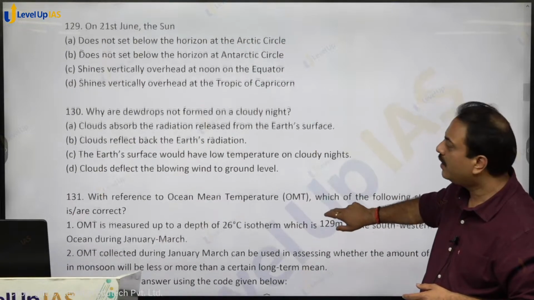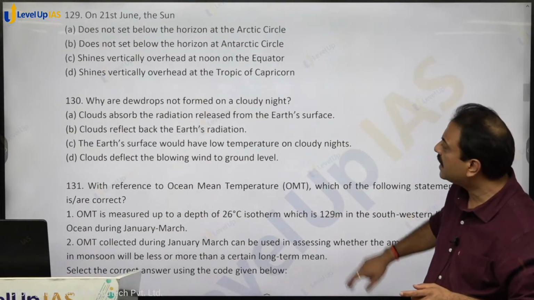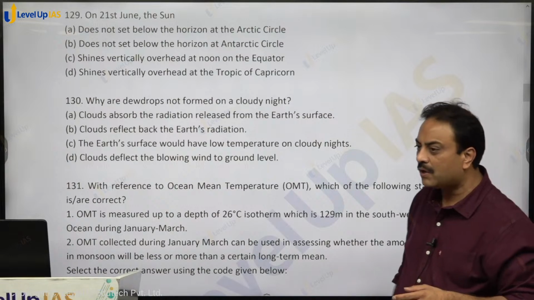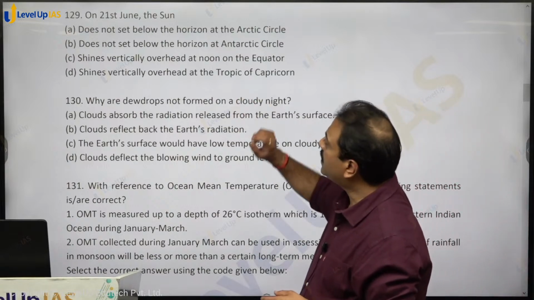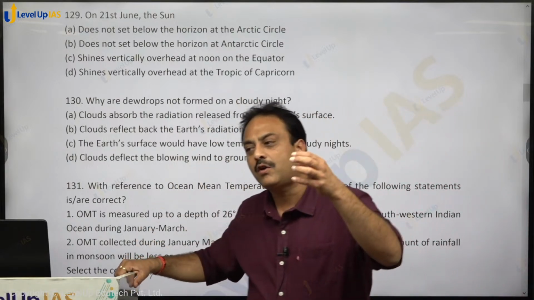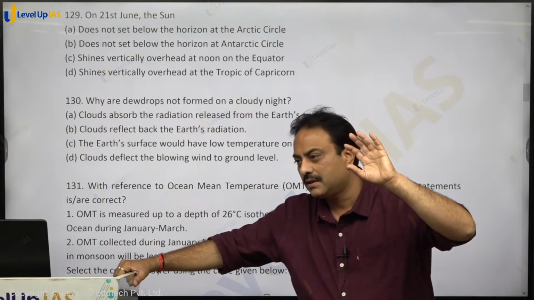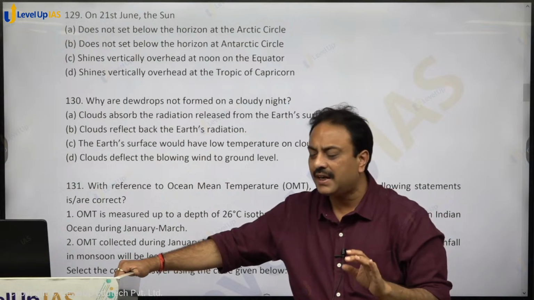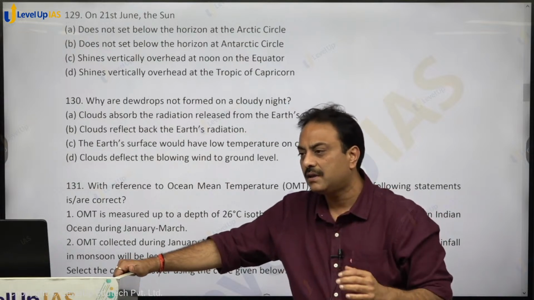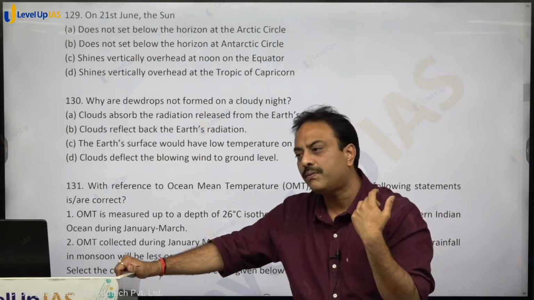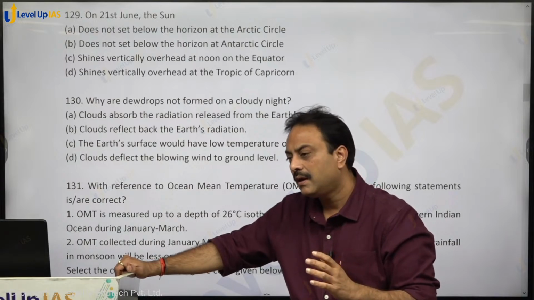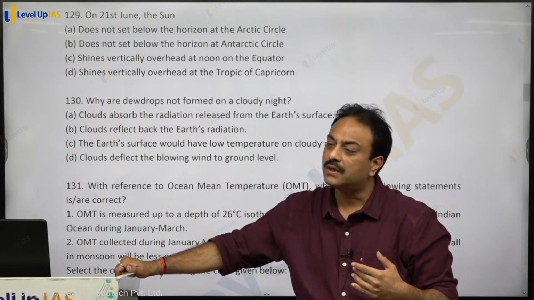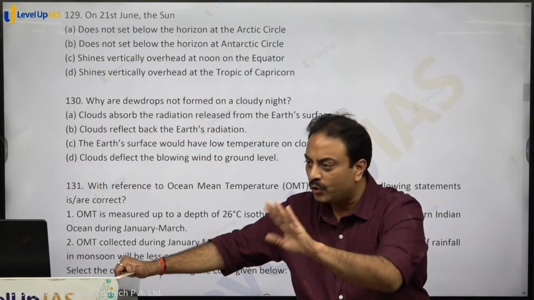Option D for dog, shines vertically overhead at Tropic of Capricorn. On 21st of June, sun is vertically overhead on Tropic of Cancer. Right? So when it is vertically overhead on Tropic of Cancer, then it is the northernmost position of sun. Sun cannot go further north. So when you start moving south, sun is not moving, you are moving south.